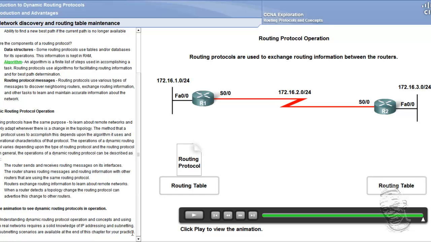Note: understanding dynamic routing protocol operation and concepts and using them in real networks requires a solid knowledge of IP addressing and subnetting. Three subnetting scenarios are available at the end of this chapter for your practice.